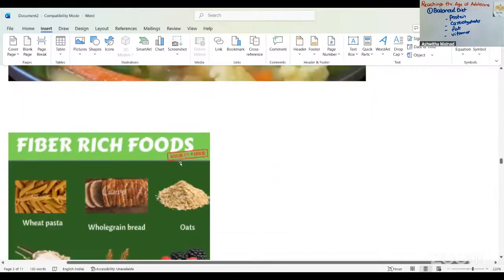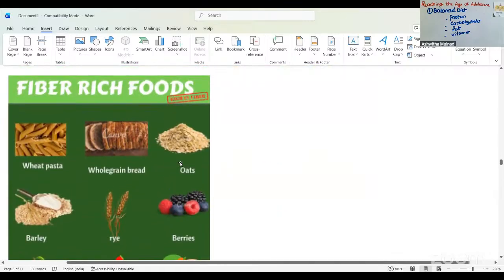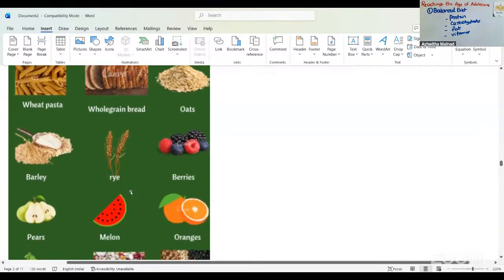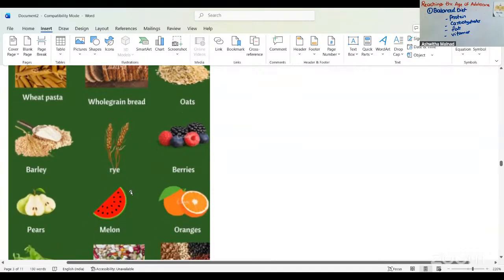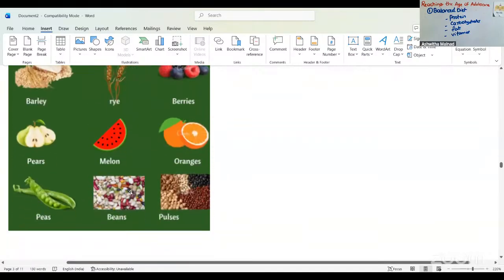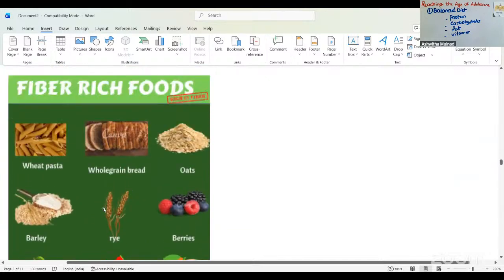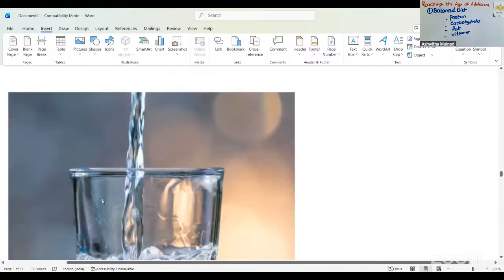Clear? And then you also have to increase eating fiber rich food. Fiber rich food, that is foods that contain fiber, like wheat pasta, whole grain bread, oats, barley, rye, berries, pears, melon, oranges, peas, beans, pulses, etc. So these are the fiber rich foods.